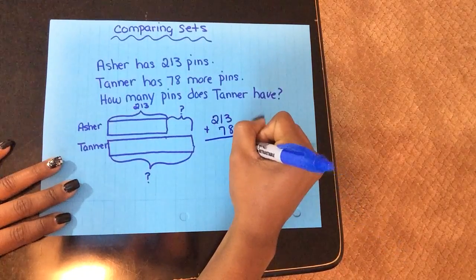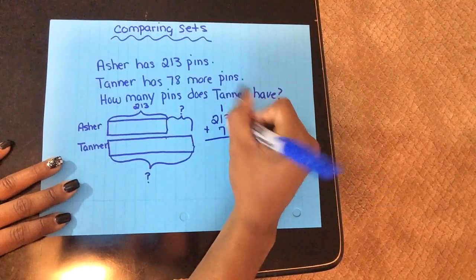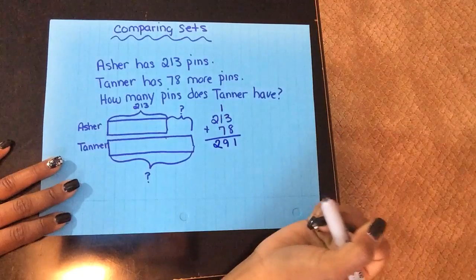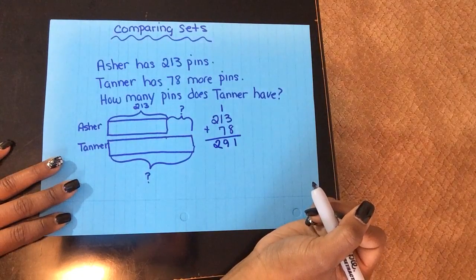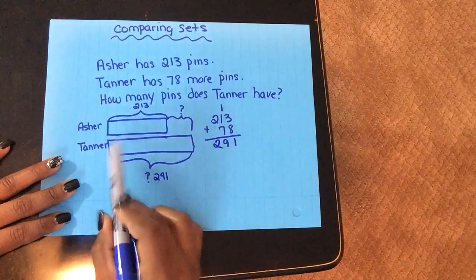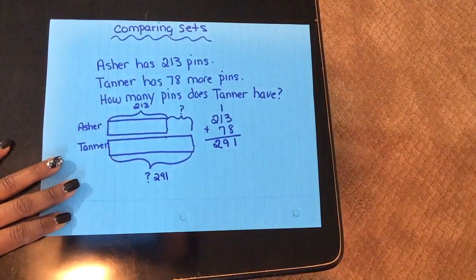8 plus 3 is 11. We're going to regroup our 10. 7 plus 1 is 8, 8 plus 1 is 9, and then 2 plus 0 is 2. So Tanner has 291 pins, and that would be our missing piece. And now you can see that 291 is bigger than 213.